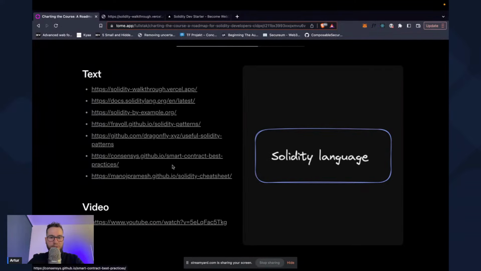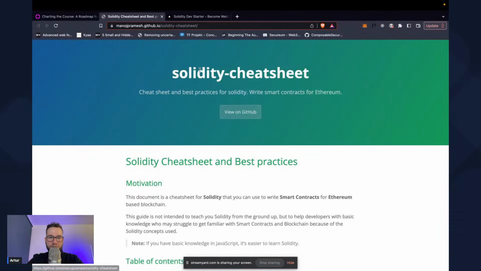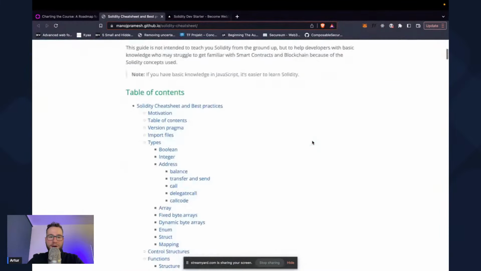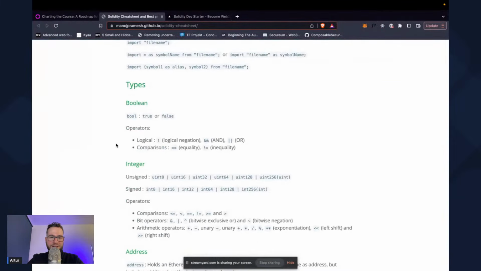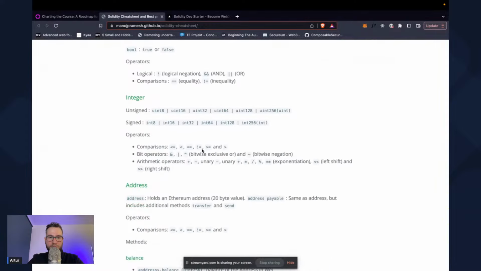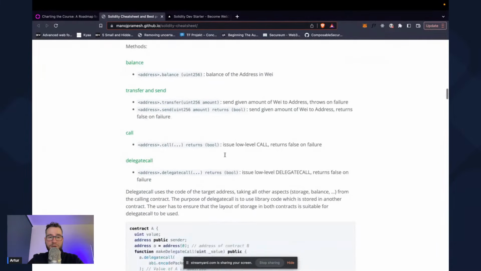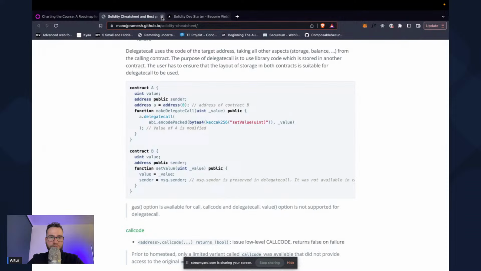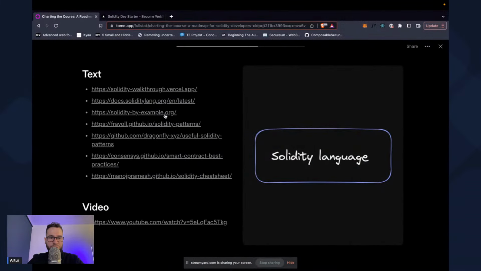But still, there are a lot of places that are worth checking. For example, here, another link that is quite useful is the Solidity cheat sheet, where you can access quick knowledge about integers and types of variables. So this is a really great resource.